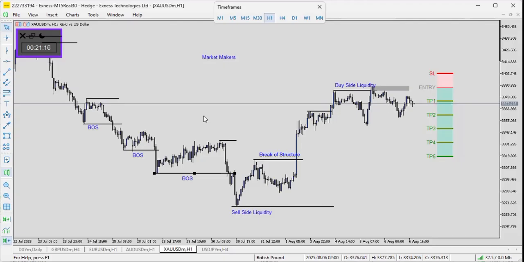Now, each time the low in a downtrend is broken, we call it a break of structure. Each time the low in a downward trend is broken, break of structure. It also has a high. We are also watching what is happening because we are watching the market makers. The essence of this is to know when the trend changes.